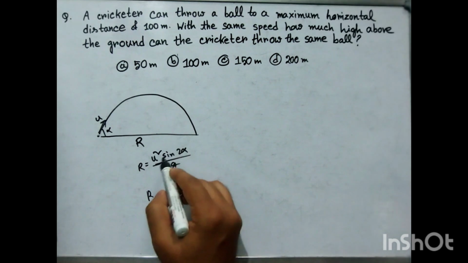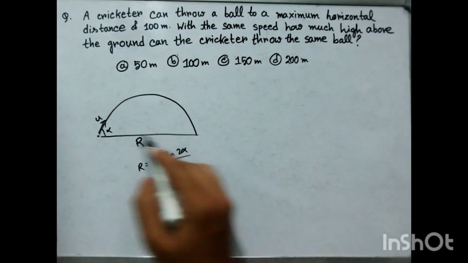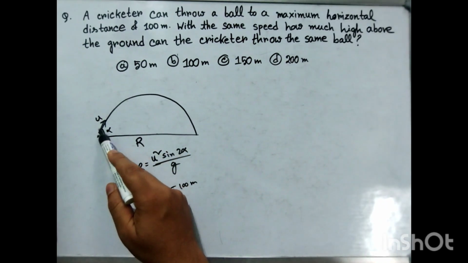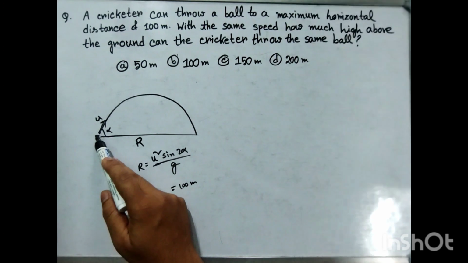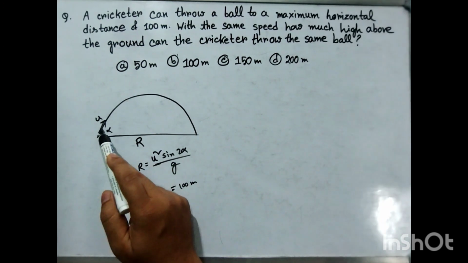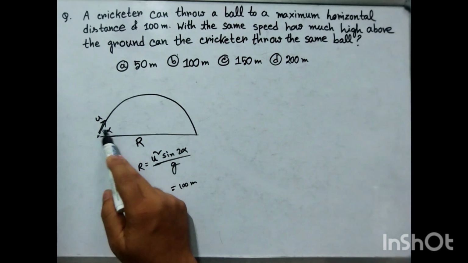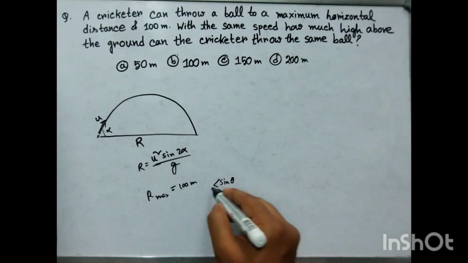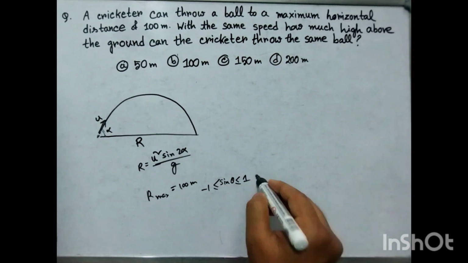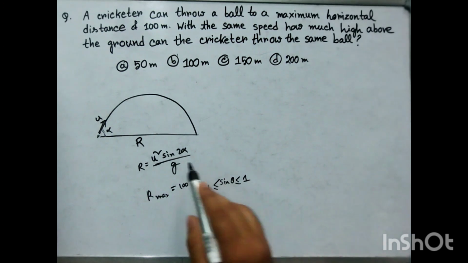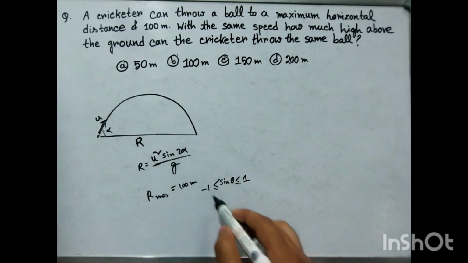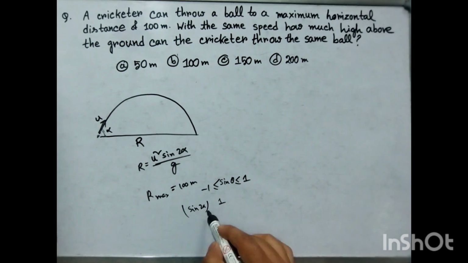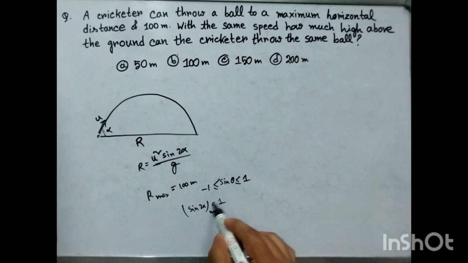So what is R max? Suppose speed is constant and alpha is varying. Speed is the cricketer's maximum speed with which he can throw the ball, and alpha is varying. So you know that sine theta can vary from -1 to 1. So the maximum value of sine 2 alpha can be 1. Sine 2 alpha max can be equal to 1.